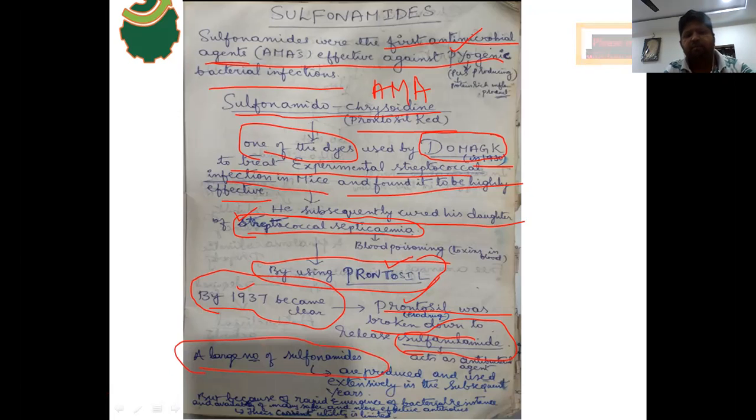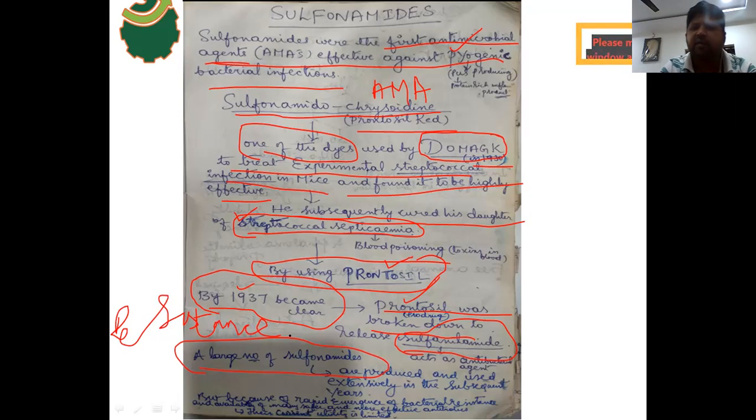But the problem is the rapid emergence of resistance. One of the problems is resistance, due to the rapid emergence of resistance. And another problem is we have more effective and safer antibiotics than sulfonamides. Please try to understand why the utility of sulfonamides is limited. Why can't we see sulfonamides everywhere?